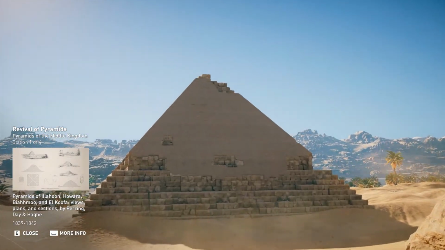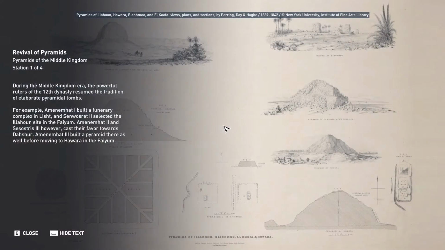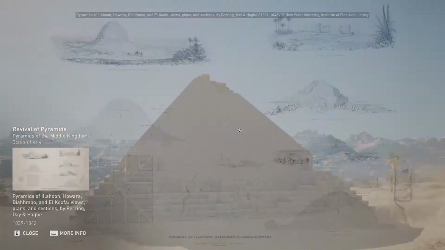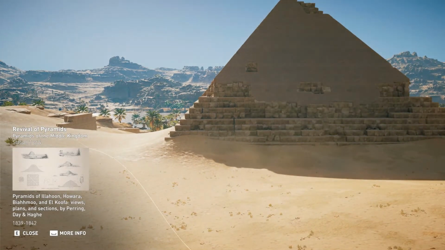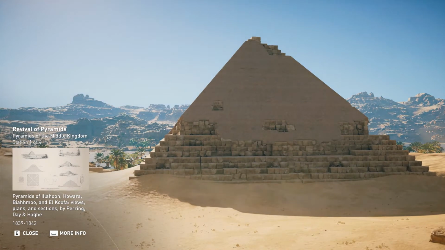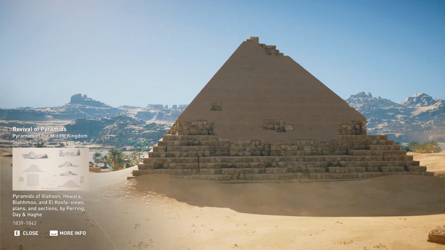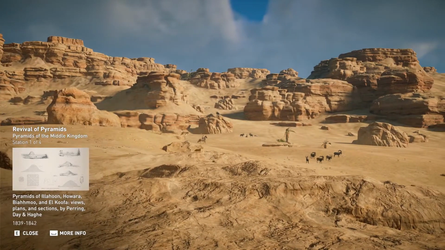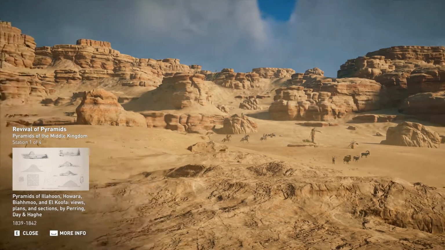During the Middle Kingdom era, the powerful rulers of the 12th dynasty resumed the tradition of elaborate pyramidal tombs. For example, Amenemhat I built a funerary complex in Lisht, and Senusret II selected the Lahun site in the Fayum. Amenemhat II and Sesostris III, however, cast their favor towards Dahshur. Amenemhat III built a pyramid there as well before moving to Hawara in the Fayum.